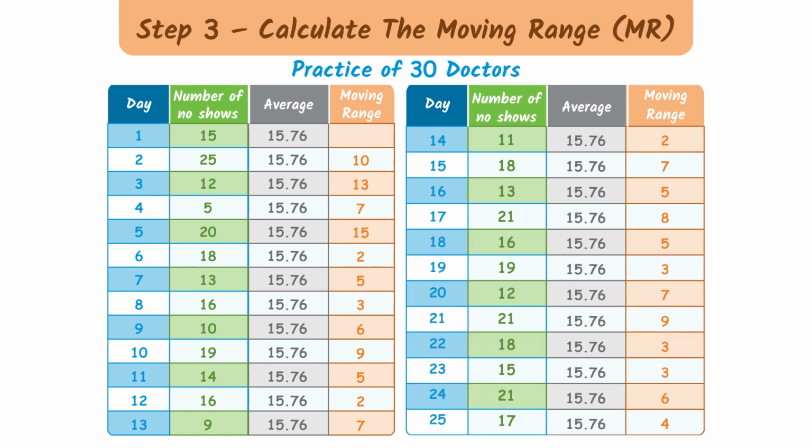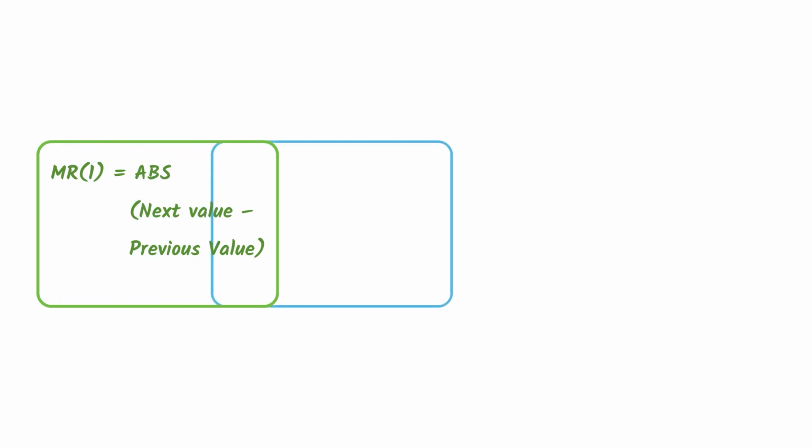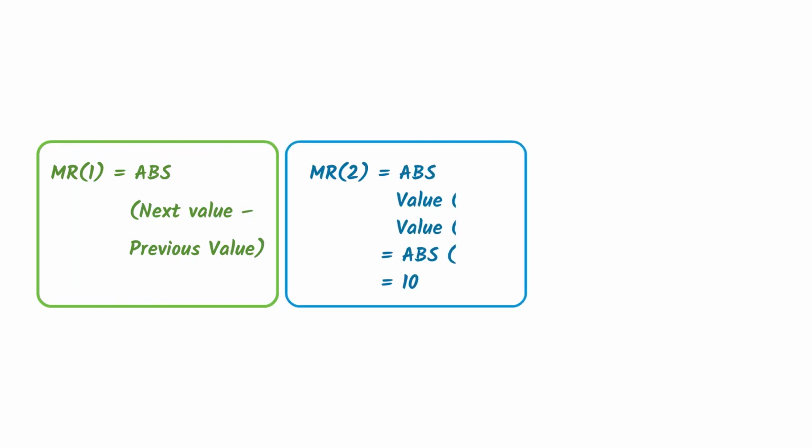Now, moving range calculation is very simple. You subtract the value of previous data point from the value of next data point. For example, data point number 1 here will not have any moving range because that's the first observation. There is no observation before that. So first data point recorded will not have any moving range. We go to data point number 2. We subtract the value of data point number 1 from the value of data point number 2.